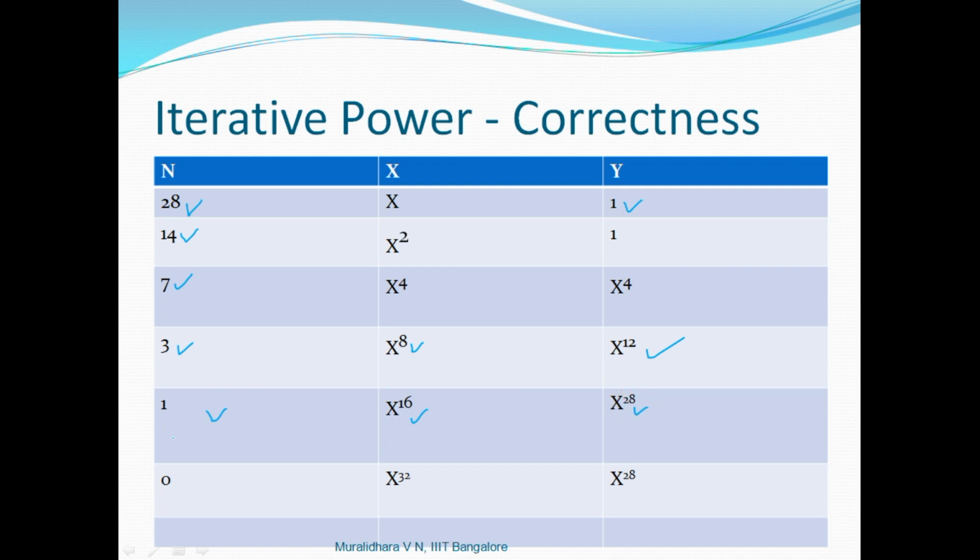In the next iteration, when I come inside, n is already 0. x would have been x to the power 32, but in that case I will not go inside the loop, because n is already 0. I go inside the loop only if n is greater than 0. So the algorithm terminates, I get x to the power 28, which is the y value, right? So the algorithm will end up returning x to the power 28, which is the right answer.